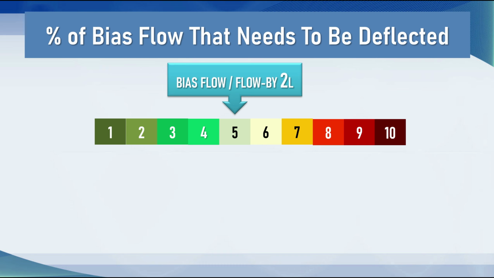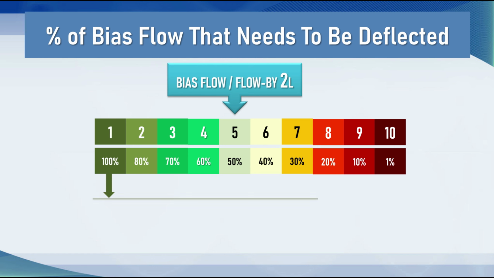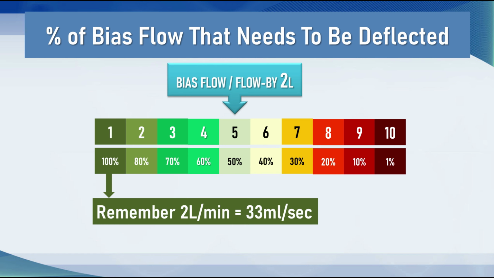If I select 1, that means that the percentage of bias flow that must be deflected to trigger the ventilator is 100%. Remembering that the bias flow is 2 liters or 33 mils per second. If I set 2, the bias flow that needs to be deflected is 80%, 3, 70%, 4, 60%, and so on, all the way down to 1%.